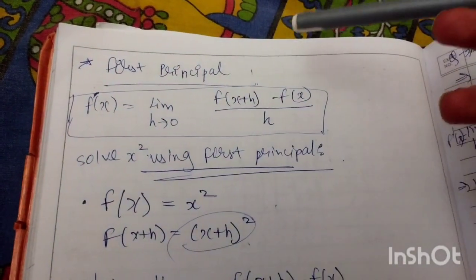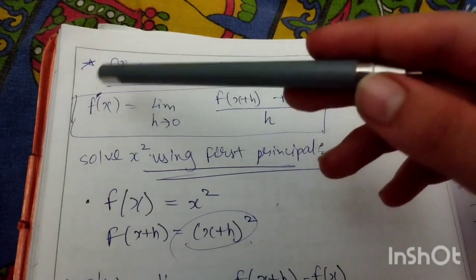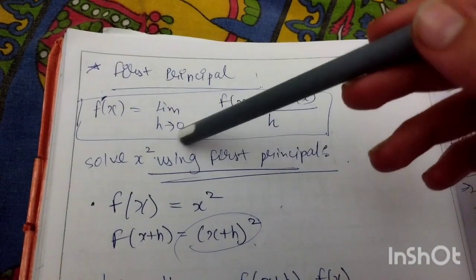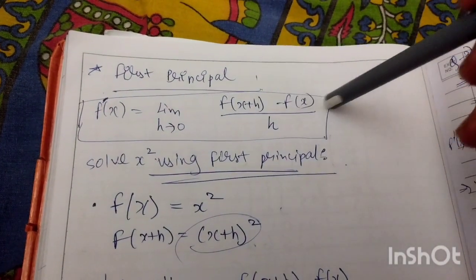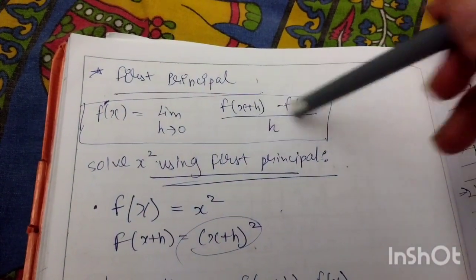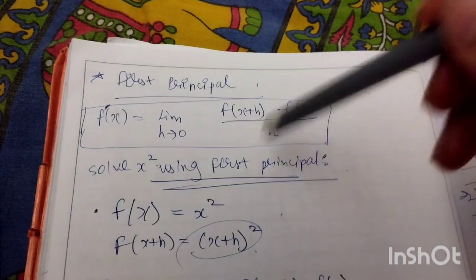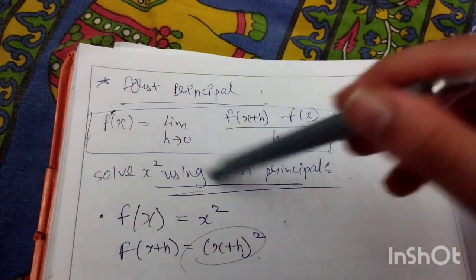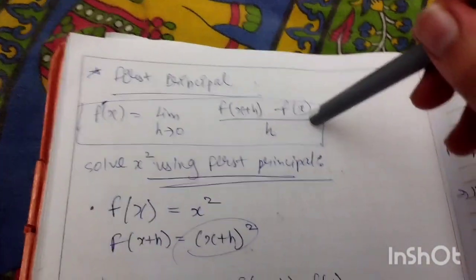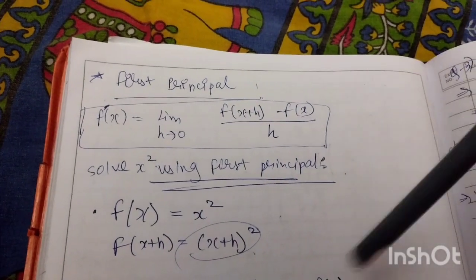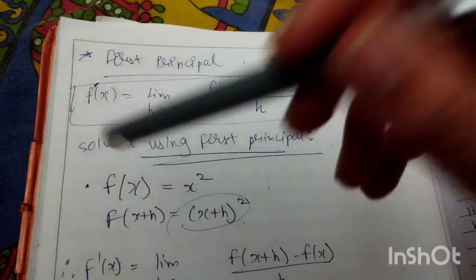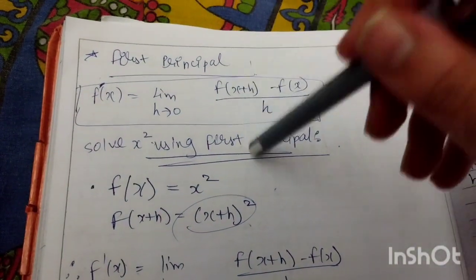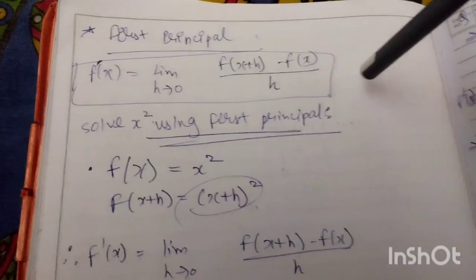So let's understand this. It says that f dash of x is equal to limit h tends to 0 f of x plus h minus f of x upon h. So this is the first principle formula, and every formula is originated from this formula. Now solve x square using the first principle.